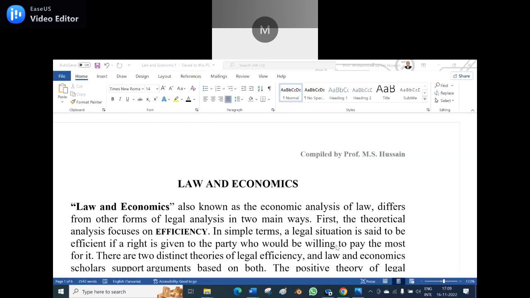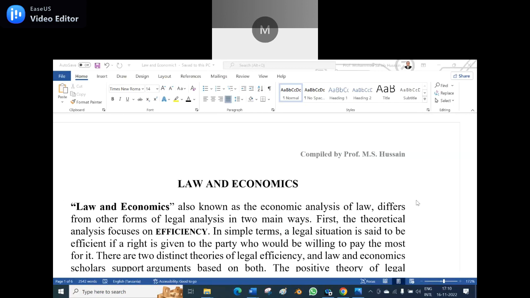Number one, the theoretical analysis focuses on efficiency. In simple terms, a legal situation is said to be efficient if a right is given to the party who would be willing to pay the most for it. So efficiency will be taken into consideration when an injury is caused. How far the damages should be avoided by the plaintiff will be counted. A legal situation is efficient if a right is given to the party who would be willing to pay the most for it.